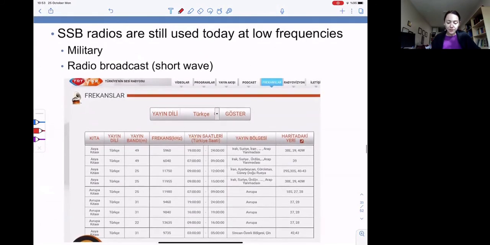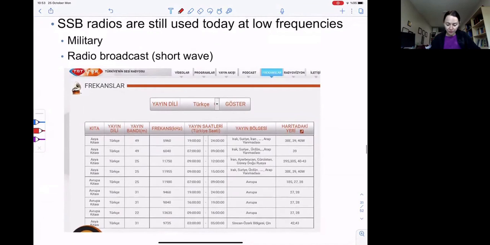Now, SSB is still in use today at low frequencies in military and in shortwave radio broadcast from faraway places. For example, look at these bands, 49-meter wavelength, around 5.9 megahertz channel bandwidth. I mean, not the bandwidth, sorry, the center frequency.